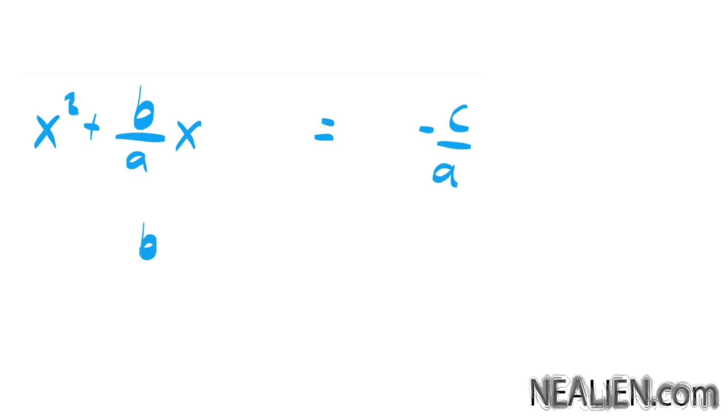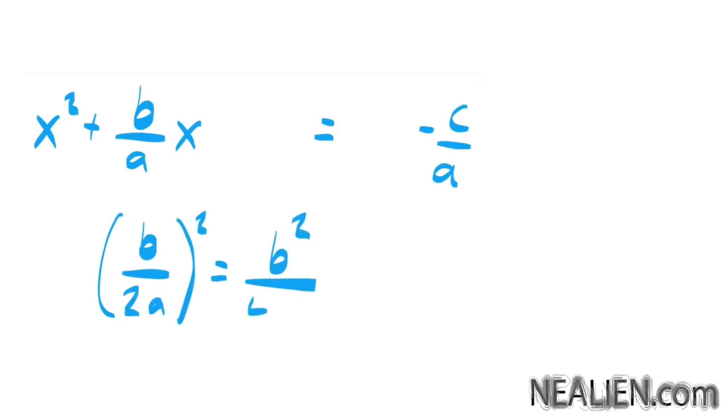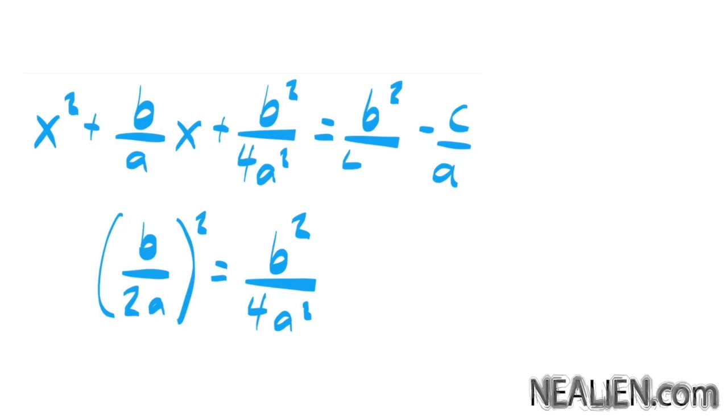To complete the square, we take the coefficient of the middle term, which is b over a, and we divide it by 2. So it becomes b over 2a. And then we're going to square it. So that gives us b squared over 4a squared. And we're going to add that to both the left side and the right side. At this point, we have x plus b over 2a, squared.